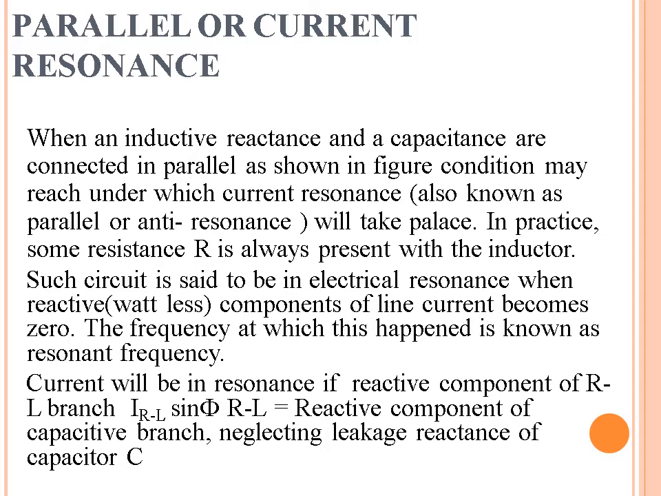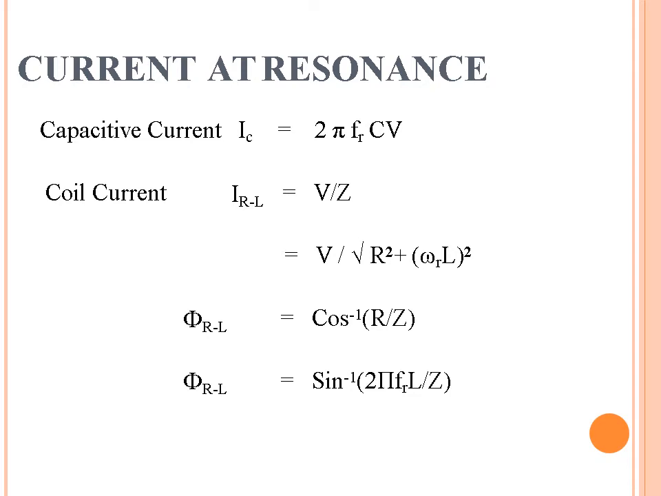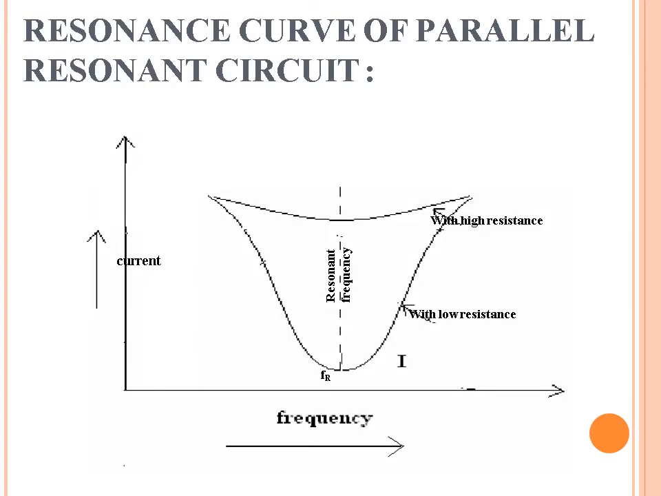In practice, some resistance will be present in the inductor. So such a circuit is considered to be in electrical resonance when the reactive component of line current becomes 0. The frequency at which this happens is known as the resonant frequency. The frequency versus impedance curve for the LCR circuit is given. The current at resonance is represented here using these equations. All these equations represent the frequency of the resonance circuit.